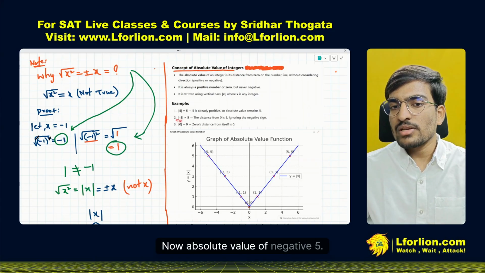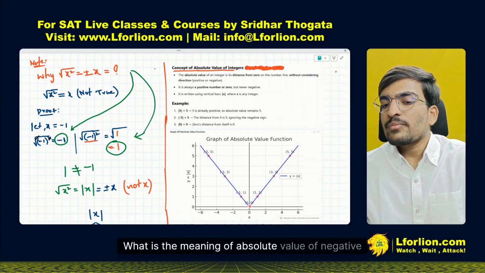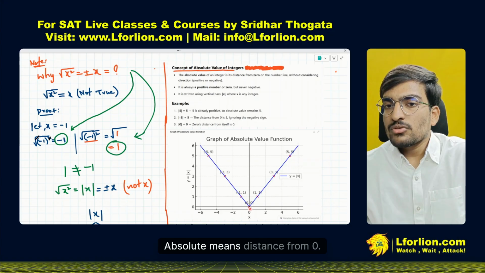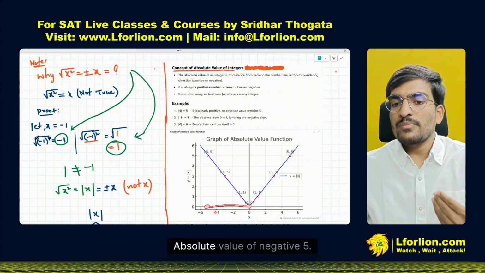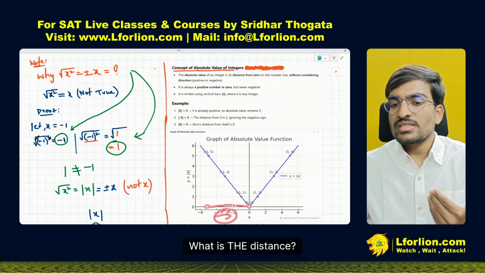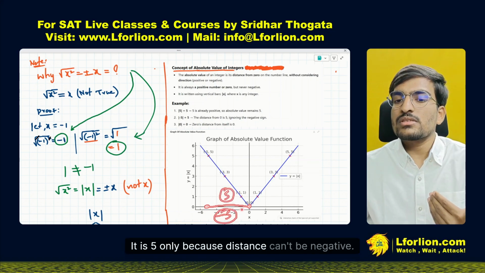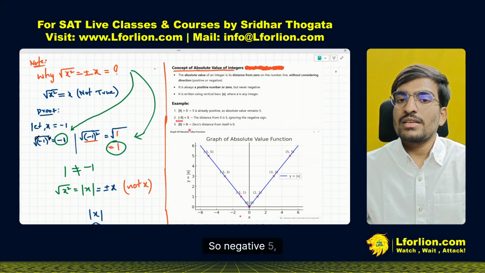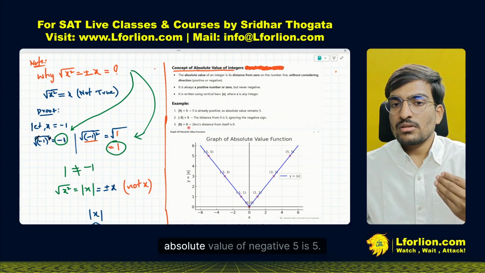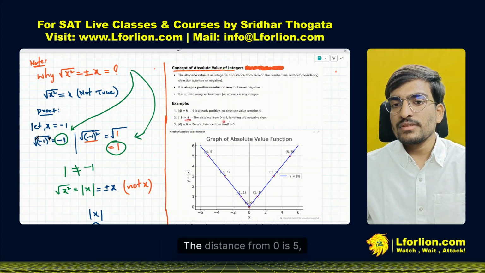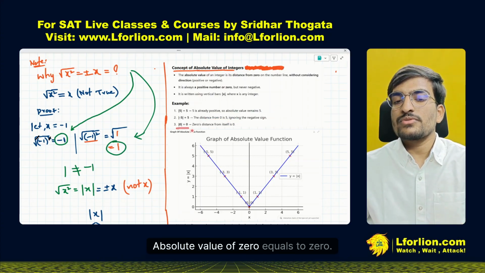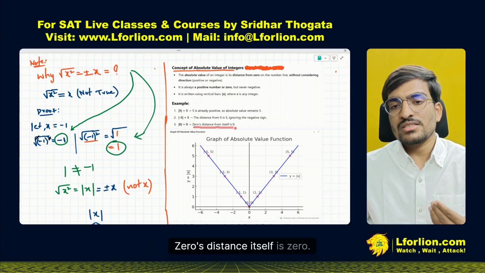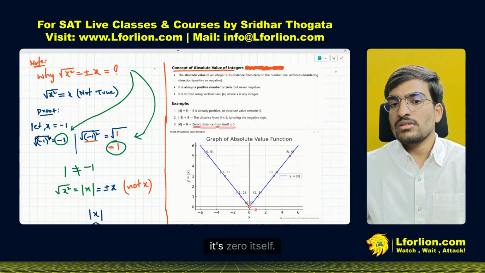Now, the absolute value of negative 5. What is the meaning of the absolute value of negative 5? Absolute means distance from 0. From 0 to here it is negative 5. What is the distance? It is 5 only because distance can't be negative. So the absolute value of negative 5 is 5. The distance from 0 is 5, ignoring the negative sign. Or, the absolute value of 0 equals 0. Zero's distance from itself is 0.